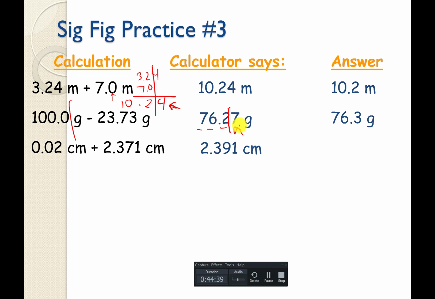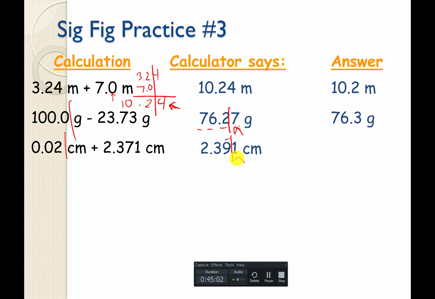Okay, welcome back. We look at our two numbers in the problem. Which of these numbers has the least decimal places? Okay, now this one goes up to the 1000th place. This one goes up to the 100th place. It's got to be the one that goes to the 100th place because that has only 2 decimal places. So therefore our answer can only have 2 decimal places.